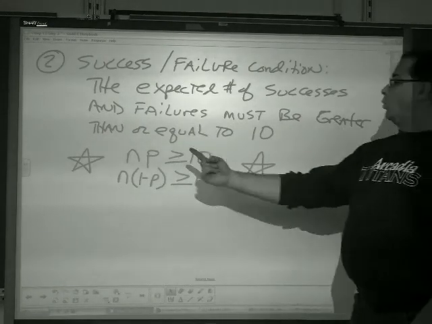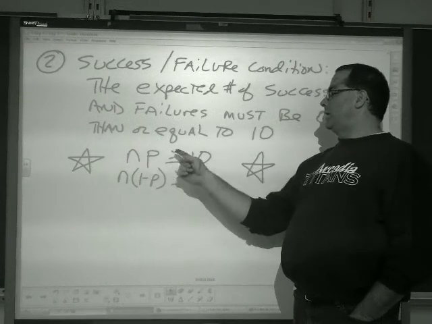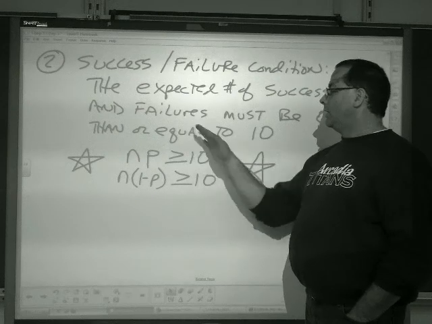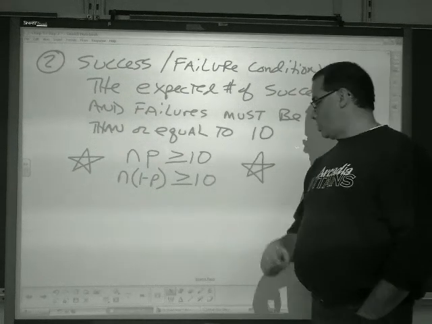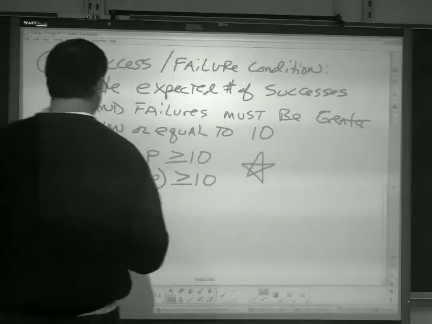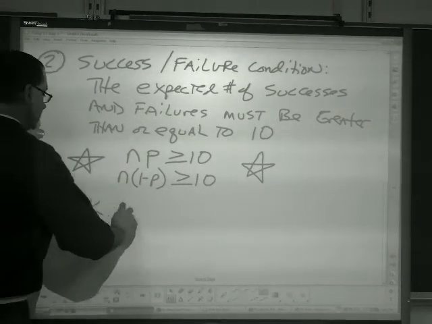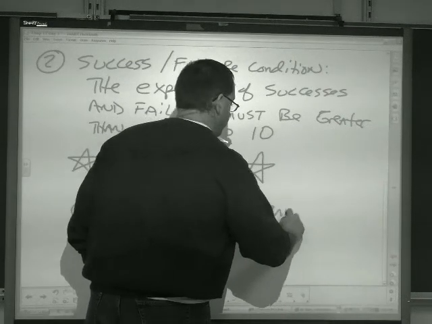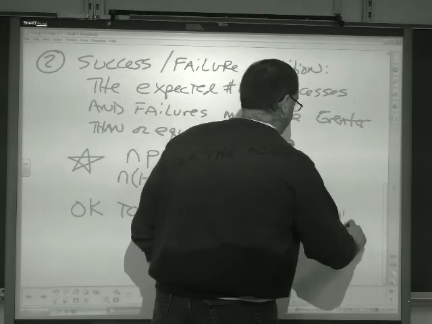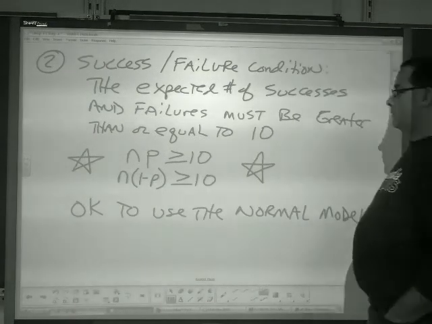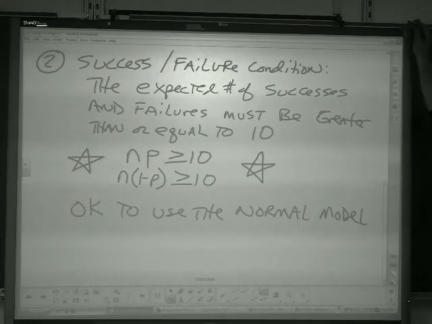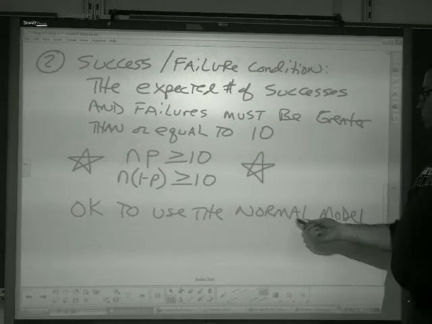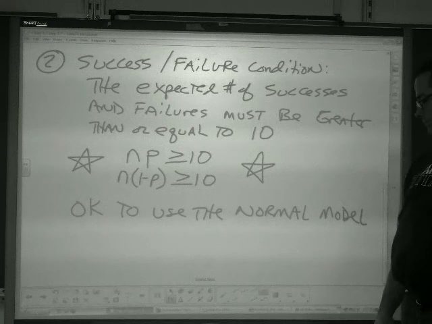So what do we do? We take a look. Does n times p, is that greater than or equal to 10? Is n times 1 minus p greater than or equal to 10? If those things are met, we've met the condition. And once we've met those conditions, we say that it is okay to use the normal model. We tell what model we're using, and we've told why it's okay to do it.